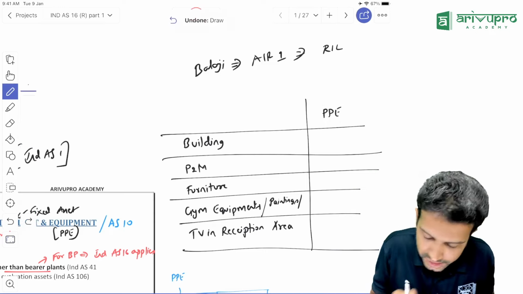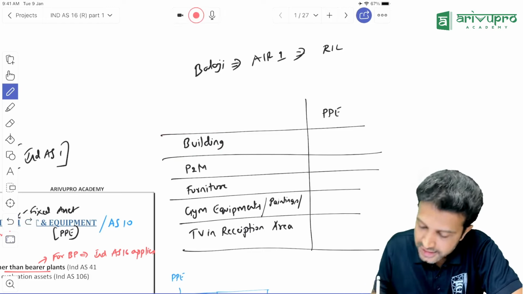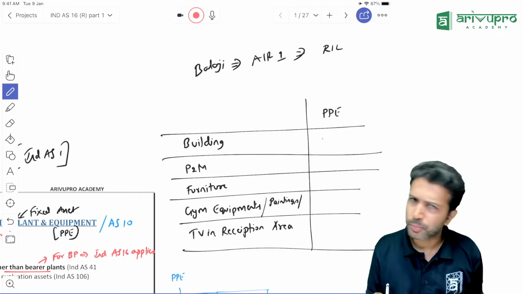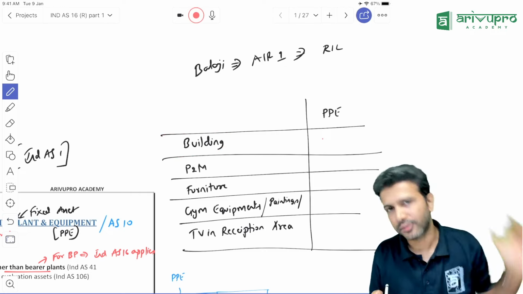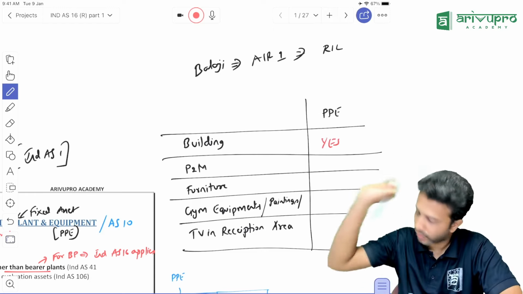Balaji saw a building. Is the building a property, plant and equipment for Reliance? Online also, go on responding. If you think it's yes, type Y. If you think it's no, type N. So what do you think this is? This is a yes. Okay, fair enough.